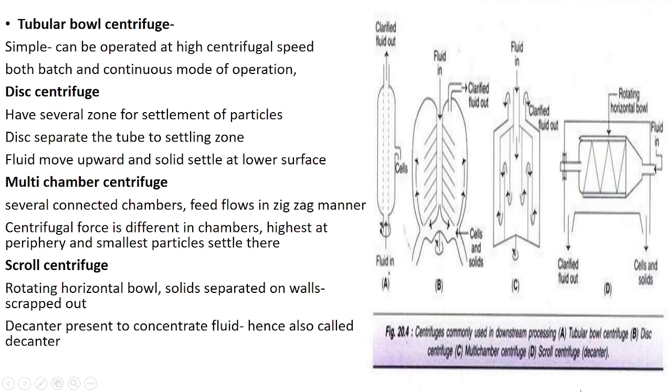Then we have the scroll centrifuge, or the decanter. This is a rotating horizontal bowl, and as it keeps on rotating, the solid is separated on the walls and can be scraped out.